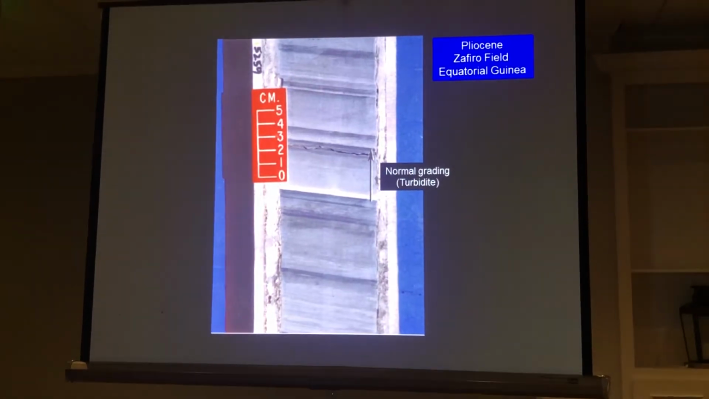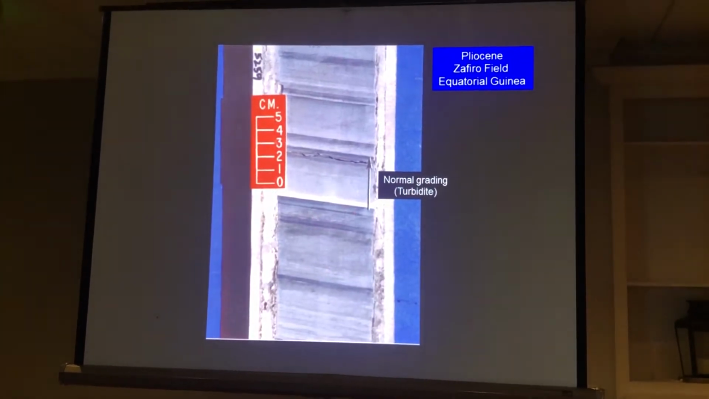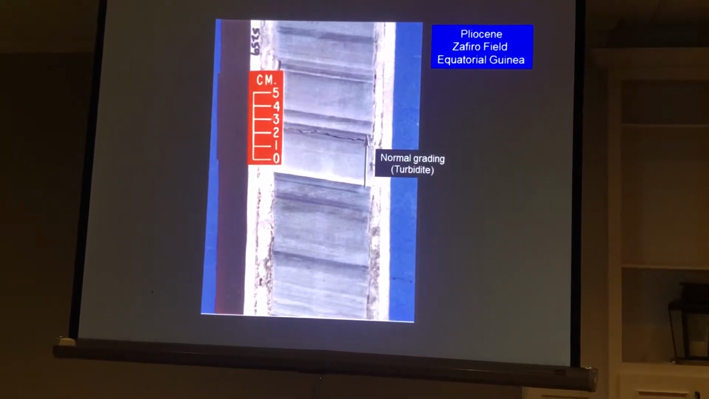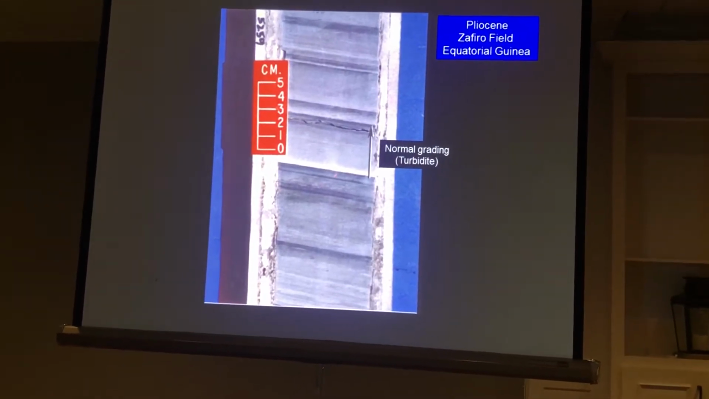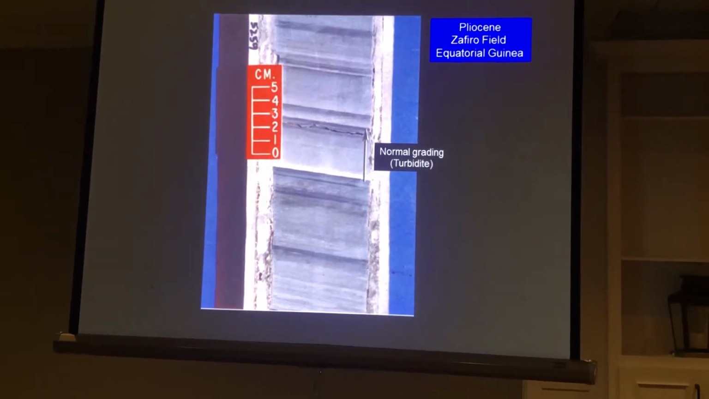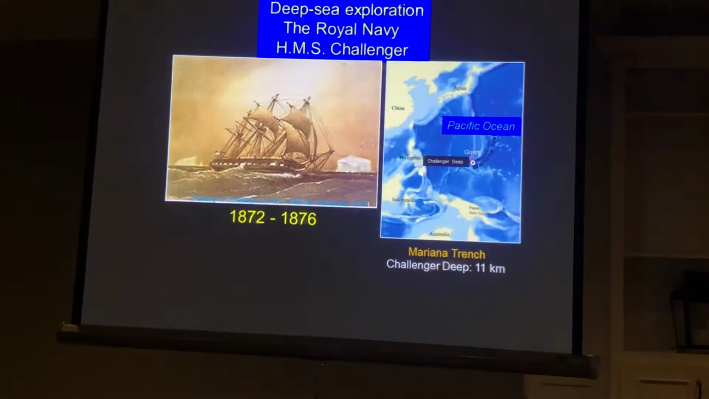So when this thing deposits, it forms a nice normal grading. That's what we call a turbidite. So there are turbidites, and they do exist. This is how they look, and I explained to you the physics of turbidity currents.